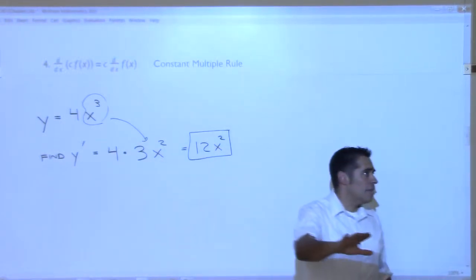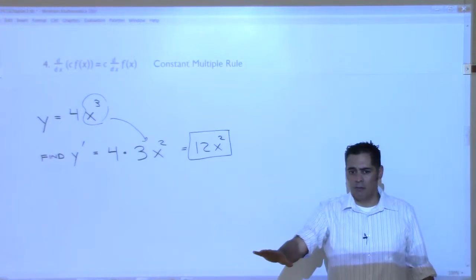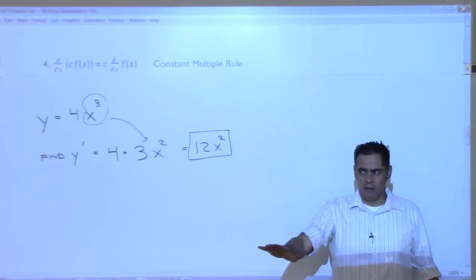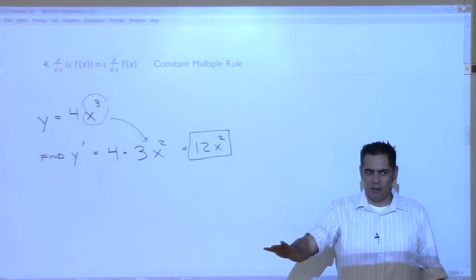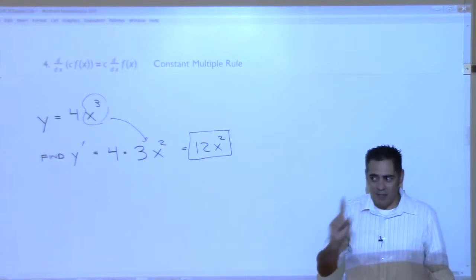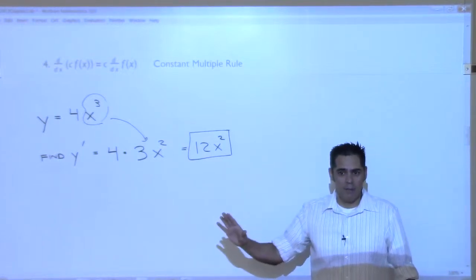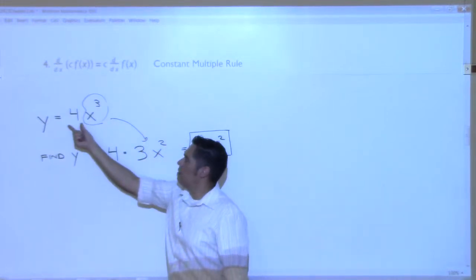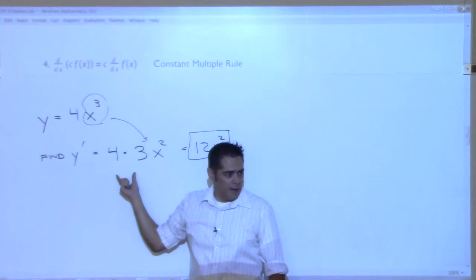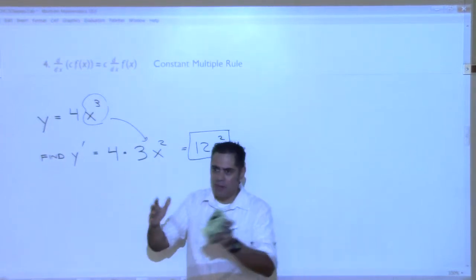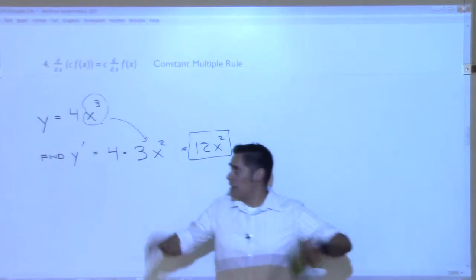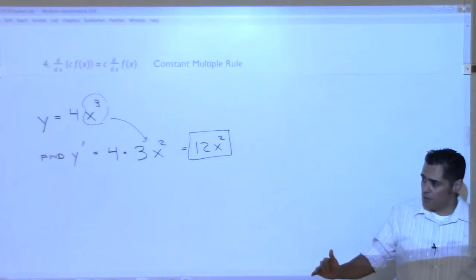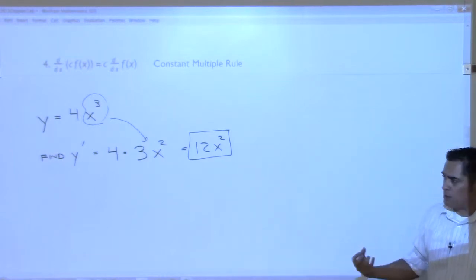But wait a minute. I thought I said the derivative of a constant was 0. Didn't I? Yes. So what's going on here? When it's just a constant by itself, the derivative is 0. But when the constant is attached to a function, what happens to it? It just comes for the ride. All right? There's a big distinction there. If I ask you what's the derivative of 10, you're going to tell me 0, right? But if I take that 10 and attach it to a function, then it's no longer 0. But the 10 will come with us for the ride.